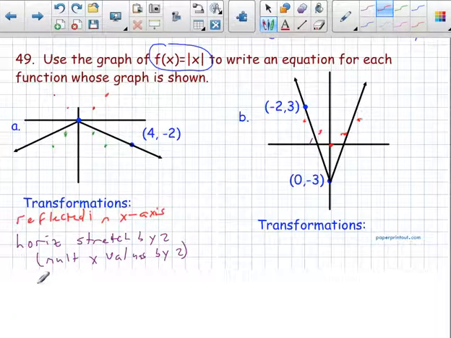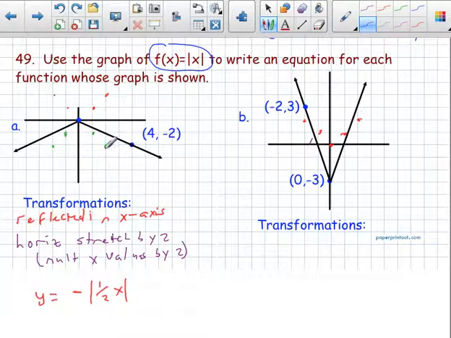So our new function has the equation y equals, to reflect in the x-axis, I put a negative outside the function, the absolute value of 1/2 x. Multiplying x by 1/2 within the equation will result in multiplying x values in the transformation by 2. Some of you may also see this as a vertical shrink, and it's a vertical shrink by a factor of 1/2.